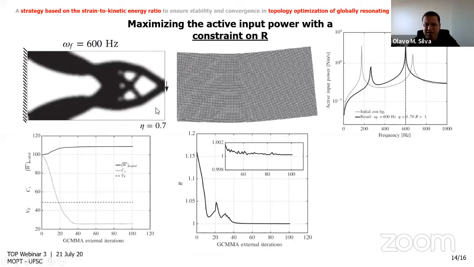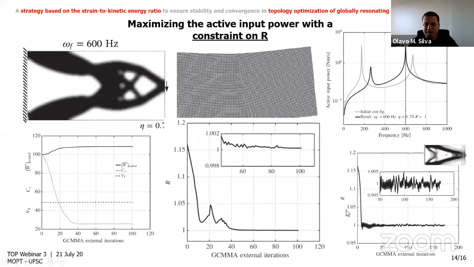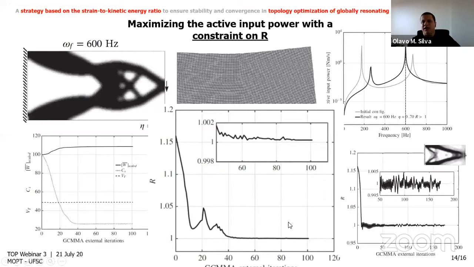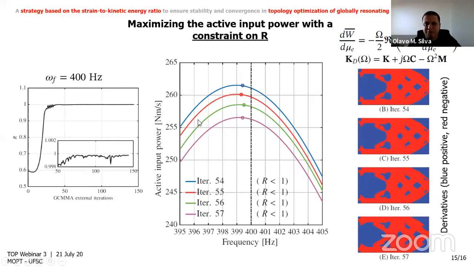And in this case, the initial design starts with the strain to kinetic energy ratio greater than one. And so the second resonance of the active input power is activated. And here we can see that the resonance now is very close to the target frequency and always at the same side at each iteration. Consequently, we have a stable change of the derivatives throughout the process.